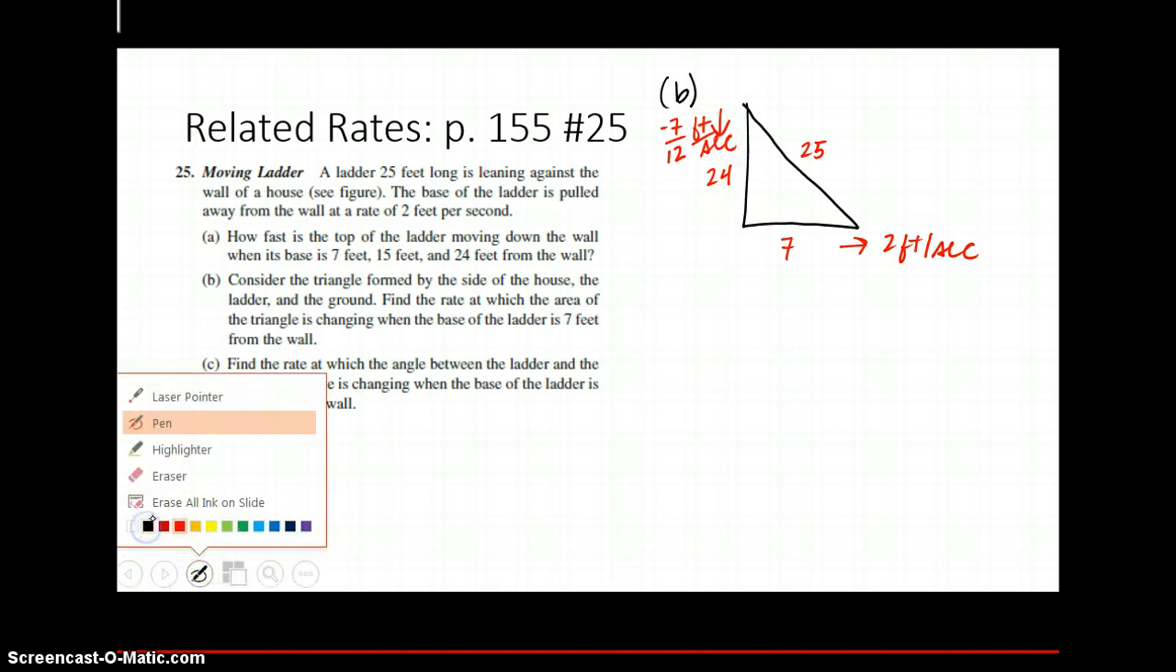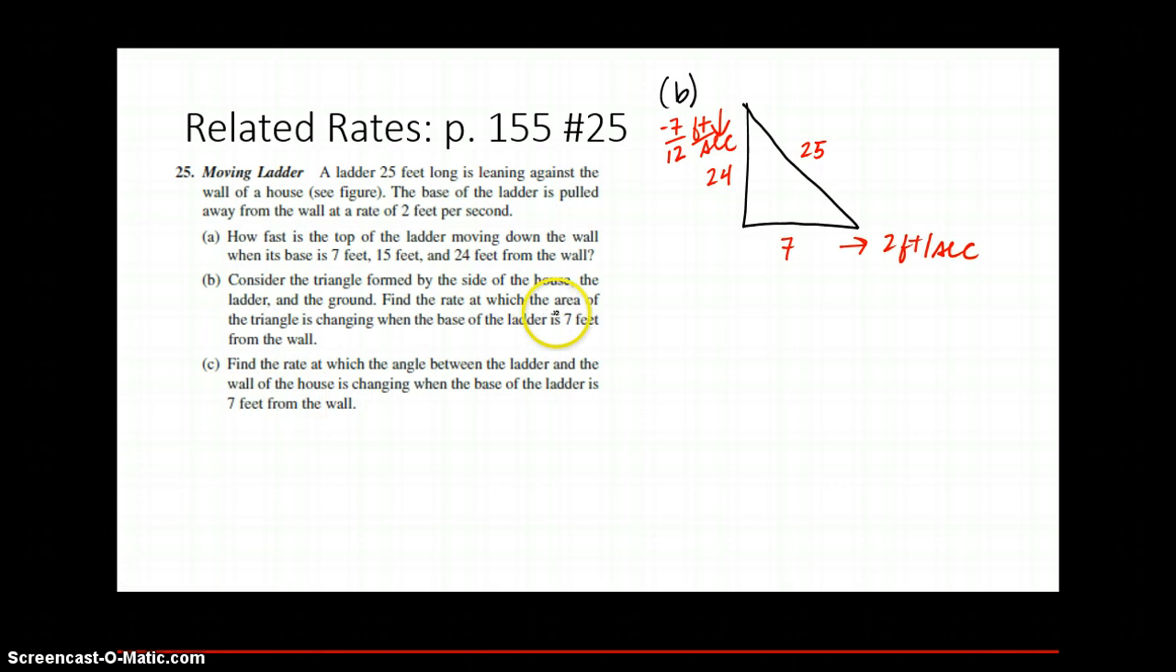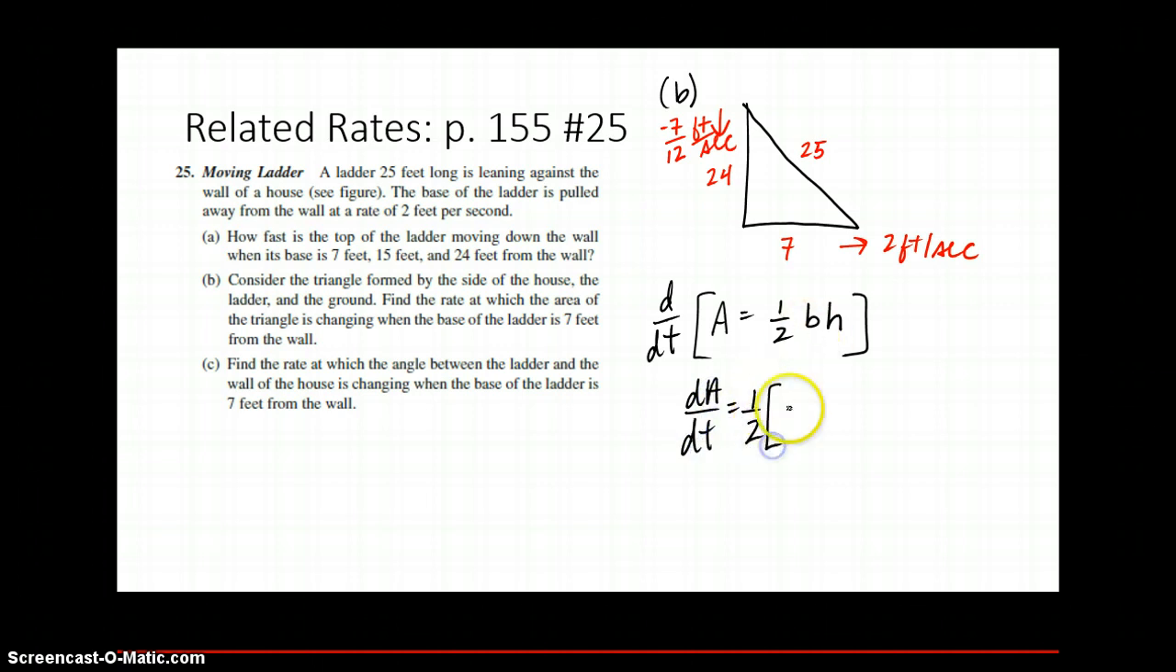So this one sets it up for us. Find the rate at which the area of the triangle is changing. So we know area is 1/2 base times height. That's our geometric relationship. Derive this with respect to time. We do need product rule here. First times the derivative of the second plus second times the derivative of the first. Alright, we'll call this base and we'll call this height.